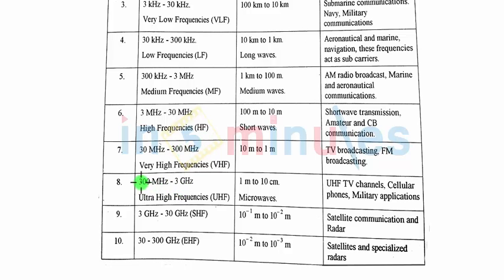Then we have 300 megahertz to 3 gigahertz. There are newer types of TV channels which are called UHF channels, which use high frequencies from this range. Cellular phones and military applications are also present in this particular range. 3 gigahertz to 330 gigahertz, these very high frequencies are suitable for satellite communication and radar applications. And the last range of extremely high frequencies are also used for satellite and some specialized radars.